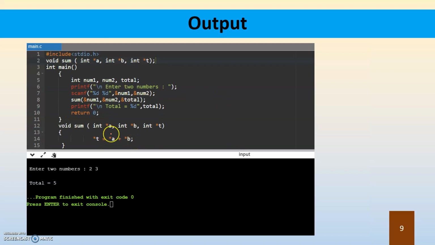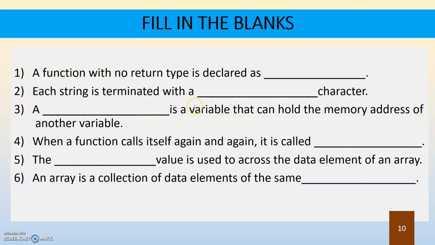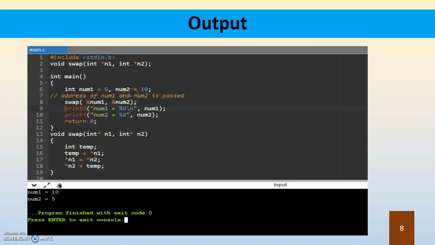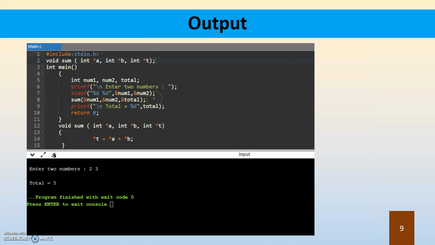Similarly, here is another program for summation. First we declare the function void sum with int star a, int star b, int star t. So here are three variables. Similarly, we take user input. Previously it was a programmer defined function. Now this is a user defined function.